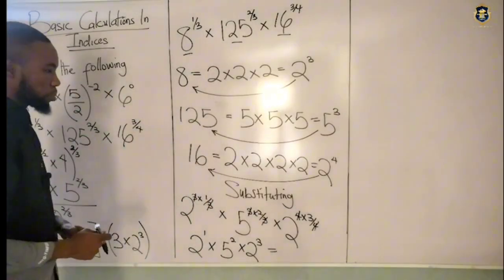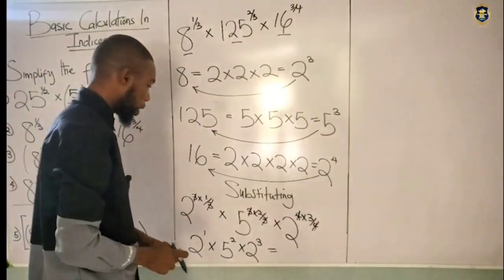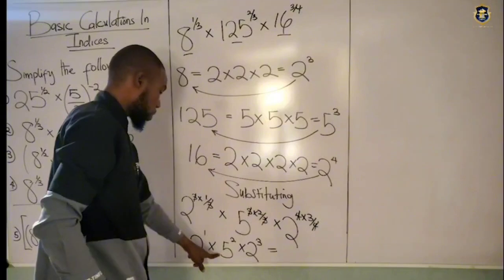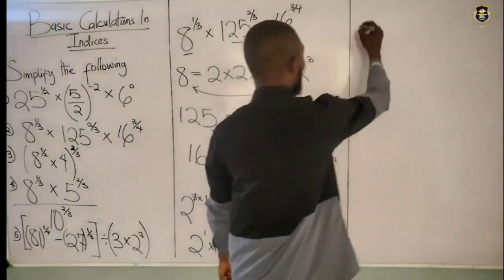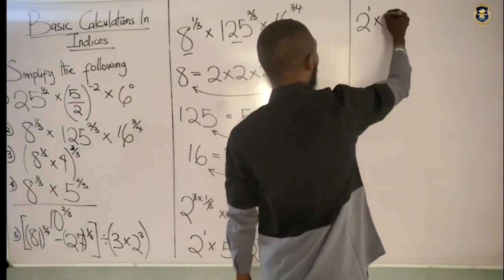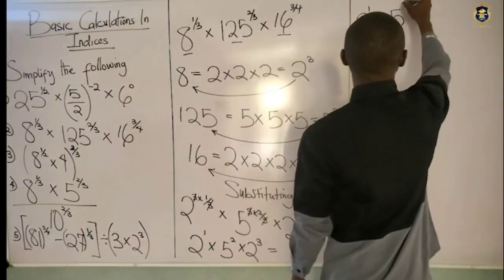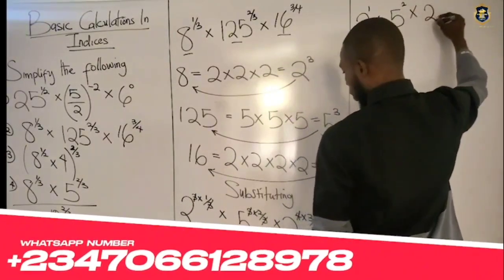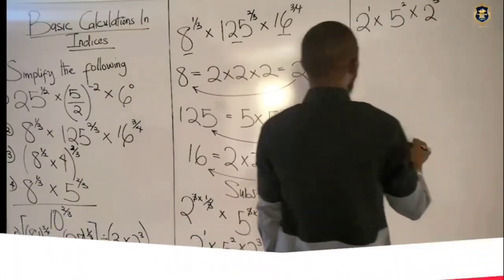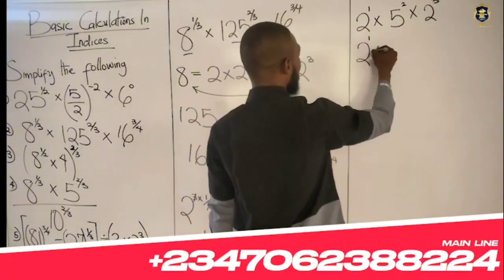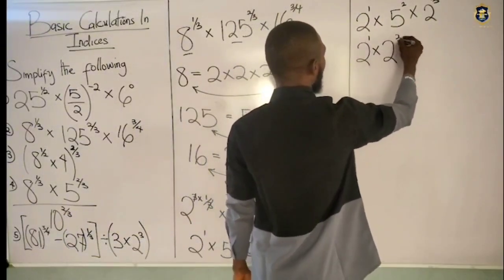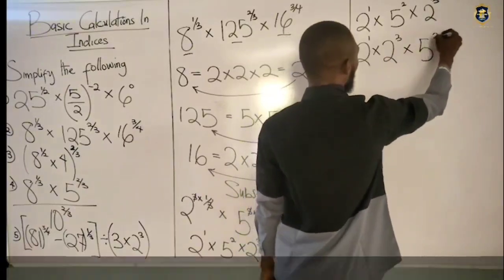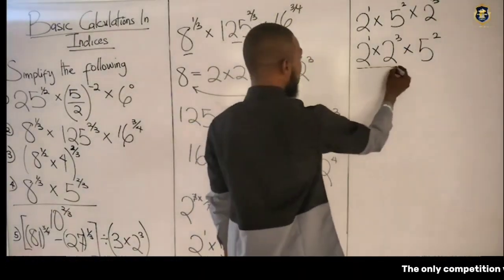How simple it is. From here, let's collect like terms by bringing this 2 close to this guy. Instead of 2 raised to the power of 1 times 5 raised to the power of 2 times 2 raised to the power of 3, we are going to collect like terms by saying 2 raised to the power of 1 times 2 raised to the power of 3 times 5 raised to the power of 2. Why? Because these two bases are equal.